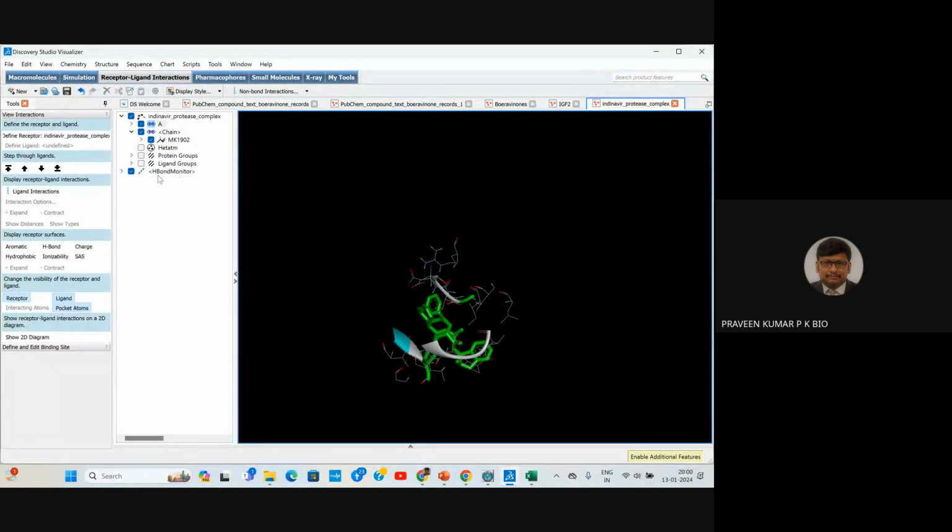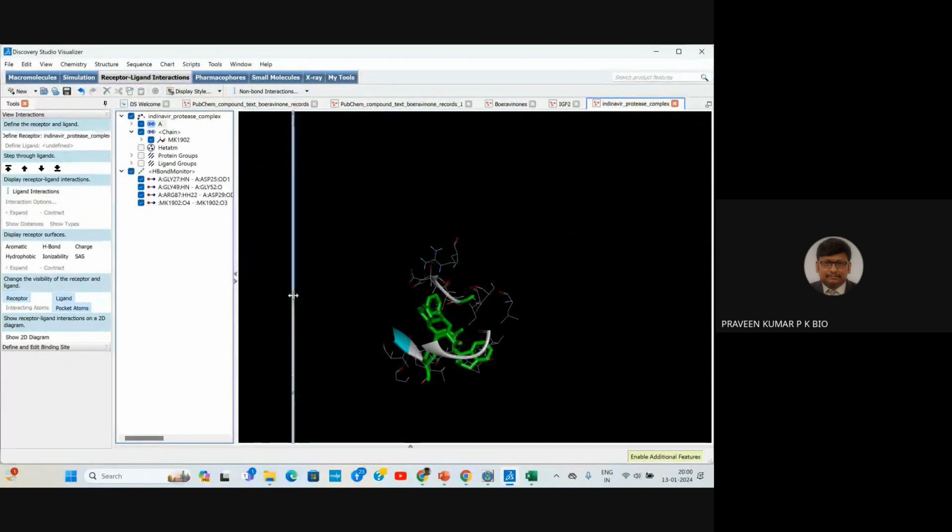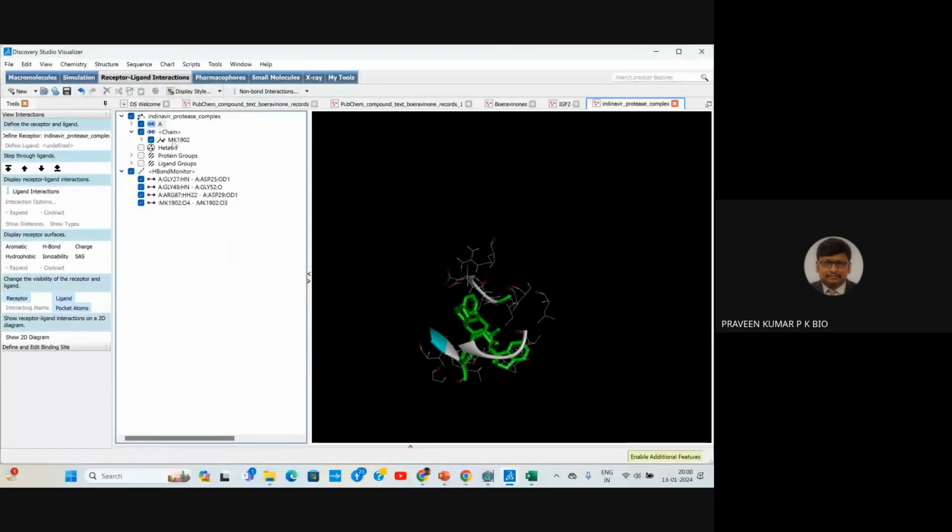See here, a new hydrogen bond monitor is generated. Now, after clicking this third step, click here. If you see here, my ligand is MK1902, that is indinavir. You have to check where the indinavir is going to bind. The indinavir is binding with the indinavir atom itself. So actually, we don't have hydrogen bond interactions between indinavir and HIV protease.